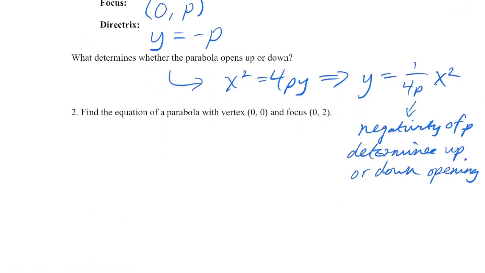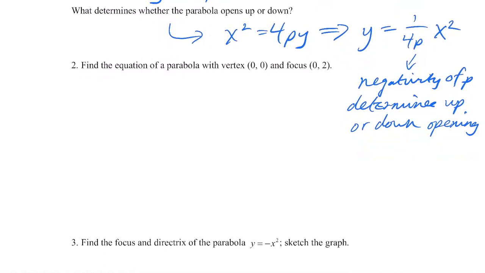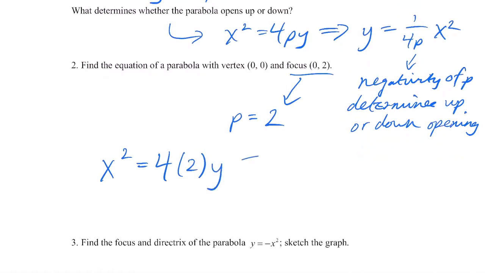So let's try using this definition. Find the equation of a parabola with the vertex at 0, 0 and the focus at 0, 2. Okay, based on what we said above, this means that our p-value is equal to 2. So we could get away with simply saying that the equation would be x squared equals 4 times 2y, which is to say x squared equals 8y, y equals 1/8 x squared.